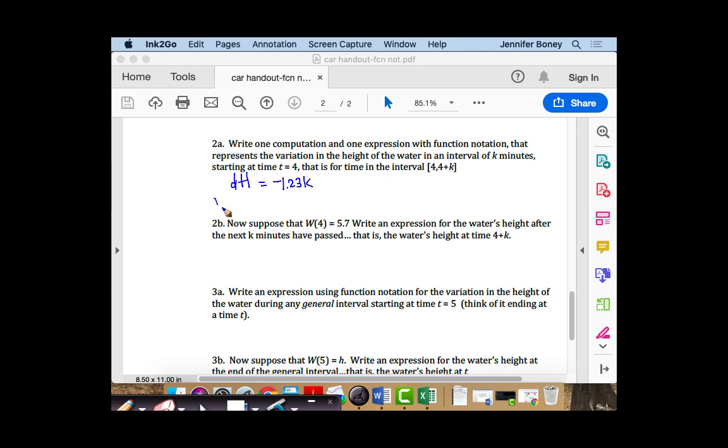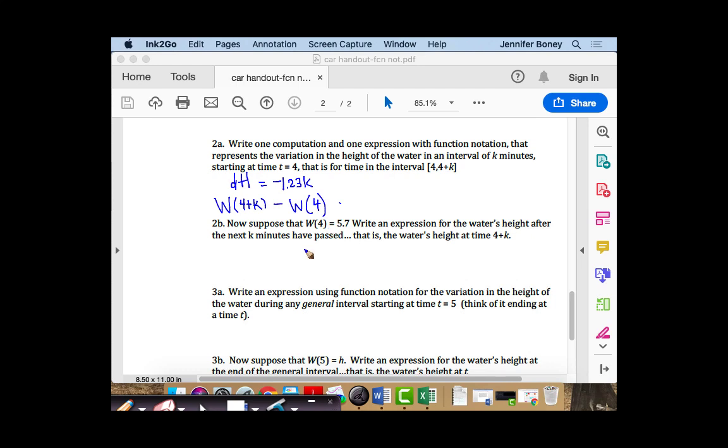Final minus initial. W of 4 plus k, the height of the water of the sink at the end of the interval, minus the height of the water in the sink at the beginning of the interval. So much like the race car questions that we did previously, final minus initial, but because it's constant rate of change, we also can just use the length of the interval times that rate at which the change occurs.